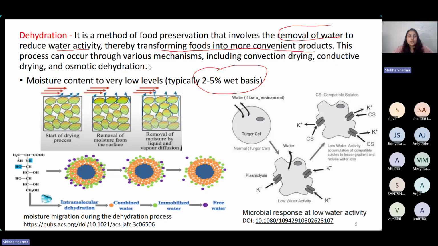So this process can occur through different mechanisms like convective drying, conductive drying, or osmotic dehydration. As we can see, initially the water from the surface will go and then the water from the inside of the material will start to go, and finally the removal of moisture will be there with the help of vapor diffusion or liquid diffusion.